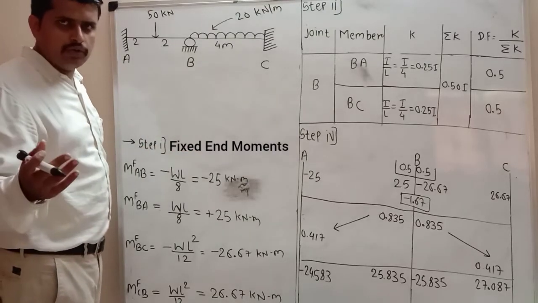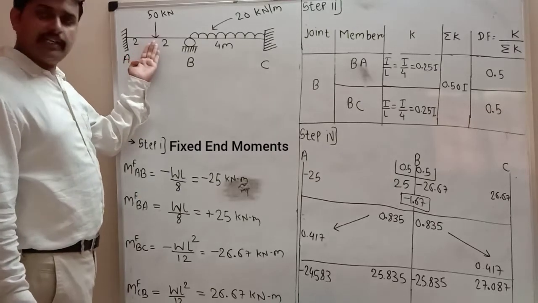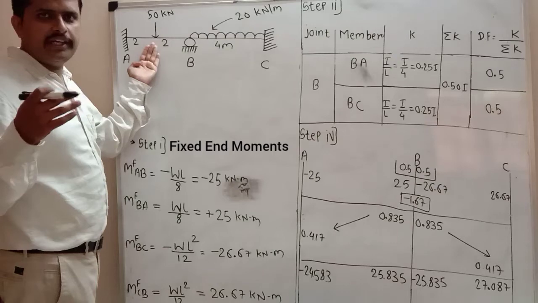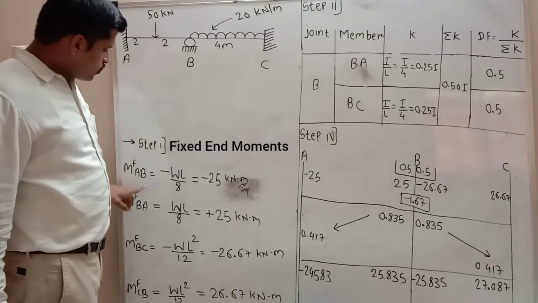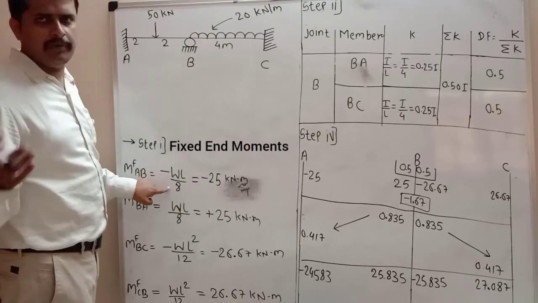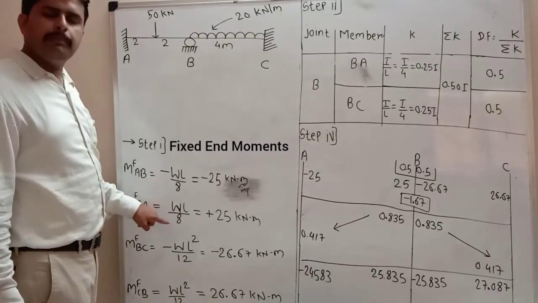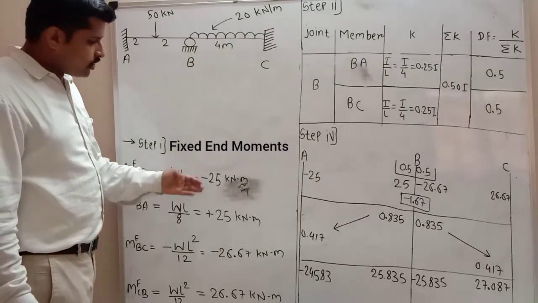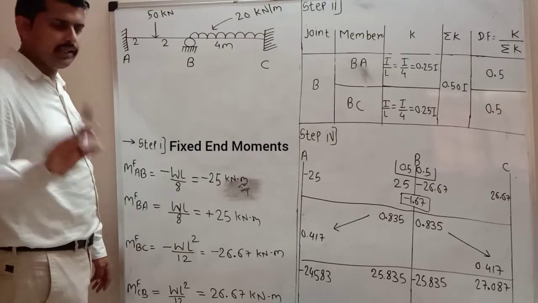As everyone knows how to calculate fixed end moment. So this is a center point load. For center point load, the formula will be WL by 8. So MAB is minus WL by 8, the minus sign being due to anticlockwise moment, and for BA it will be plus WL by 8. So the values will be minus 25 and plus 25 kilonewton meter.